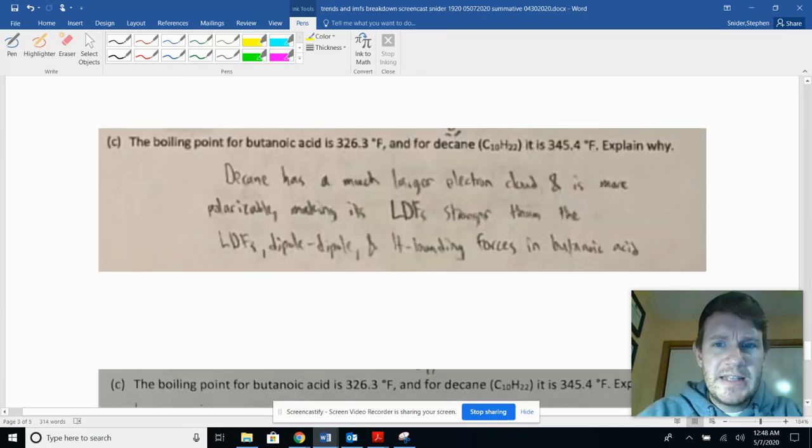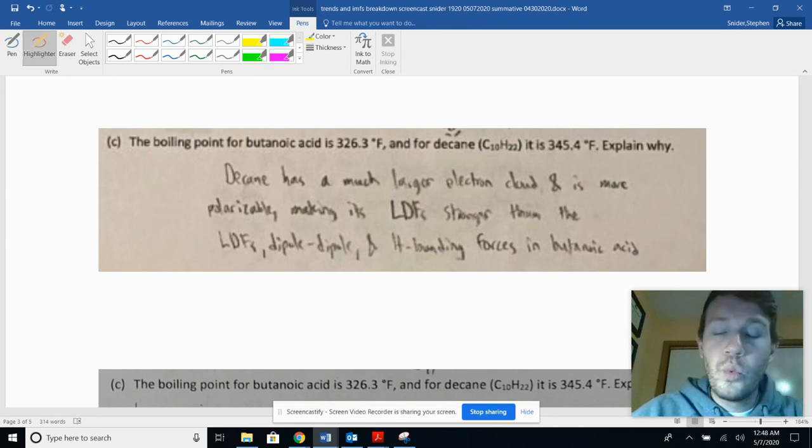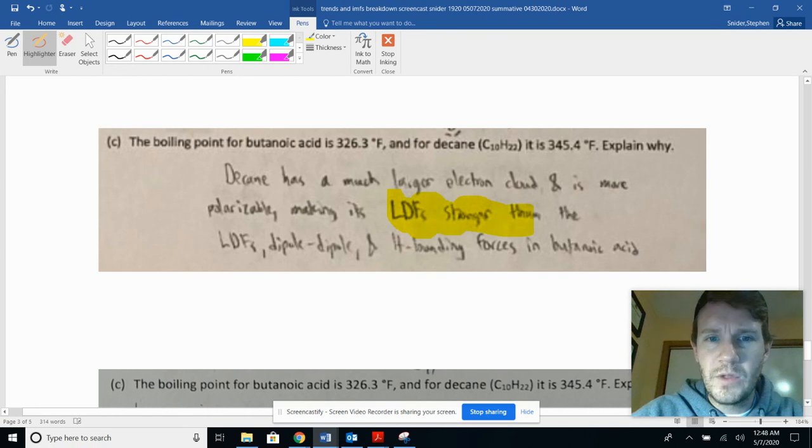Two more. Decane has a larger electron cloud, is more polarizable, making its LDF stronger than the LDFs, dipole-dipole, and hydrogen bonding forces in butanoic acid. This is a great answer. This is a great answer. So why would this not receive credit? What does this mean? Okay.